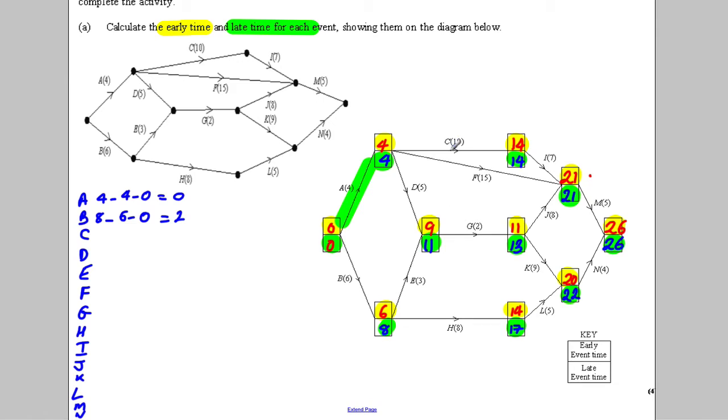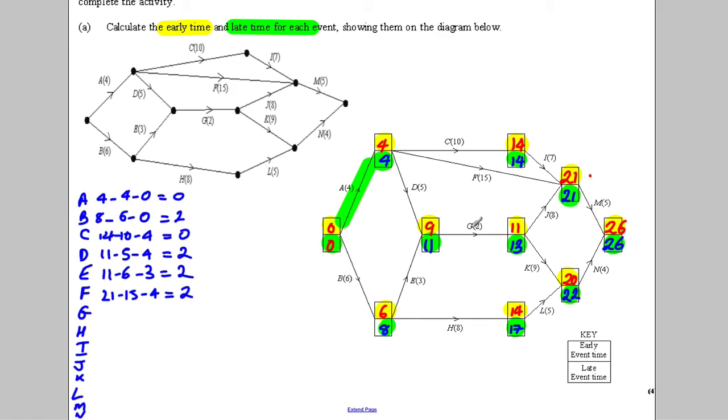C is 14, take away 10, take away 4. So 14, take away 10, take away 4, which is 0. D is 11, take away 5, take away 4, which is equal to 2. E is 11, take away 3, take away 6. So 11, take away 6, take away 3 is going to be 2 again. F is 21, take away 15, take away 4. So 21, take away 15, take away the 4, which actually gives me a float of 2.